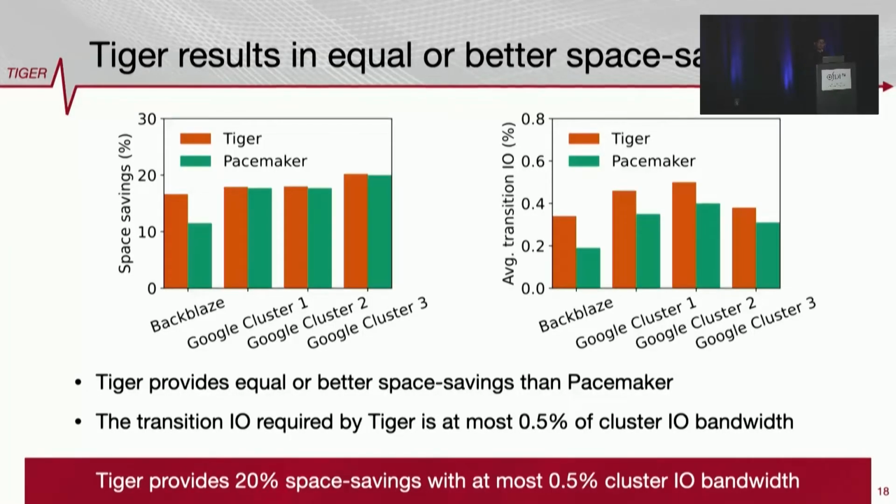At the same time, we also need some I/O in order to manipulate eclectic stripes to ensure that they are adequately reliable. The I/O footprint of Tiger is extremely low. It is at most 0.5% of the cluster's I/O bandwidth, essentially meaning that it is in the noise.